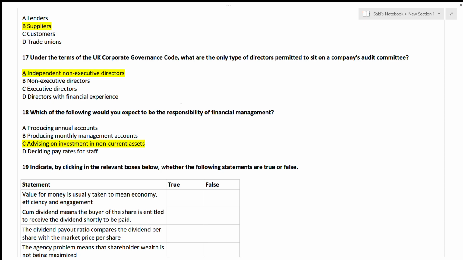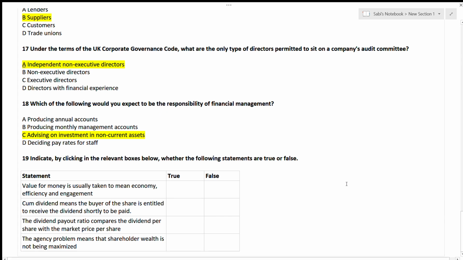Now let's go to 19. This is the last question. Indicate by clicking the relevant box whether the statements are true or false. Value for money is usually taken to mean economic efficiency and engagement. False. Cum dividend means the buyer of the share is entitled to receive the dividend shortly to be paid. It is true. The dividend payout ratio compares the dividend per share with the market price per share. It is false. And for agency problem, the shareholder wealth is not being maximized. True. So it's false, true, false, true.